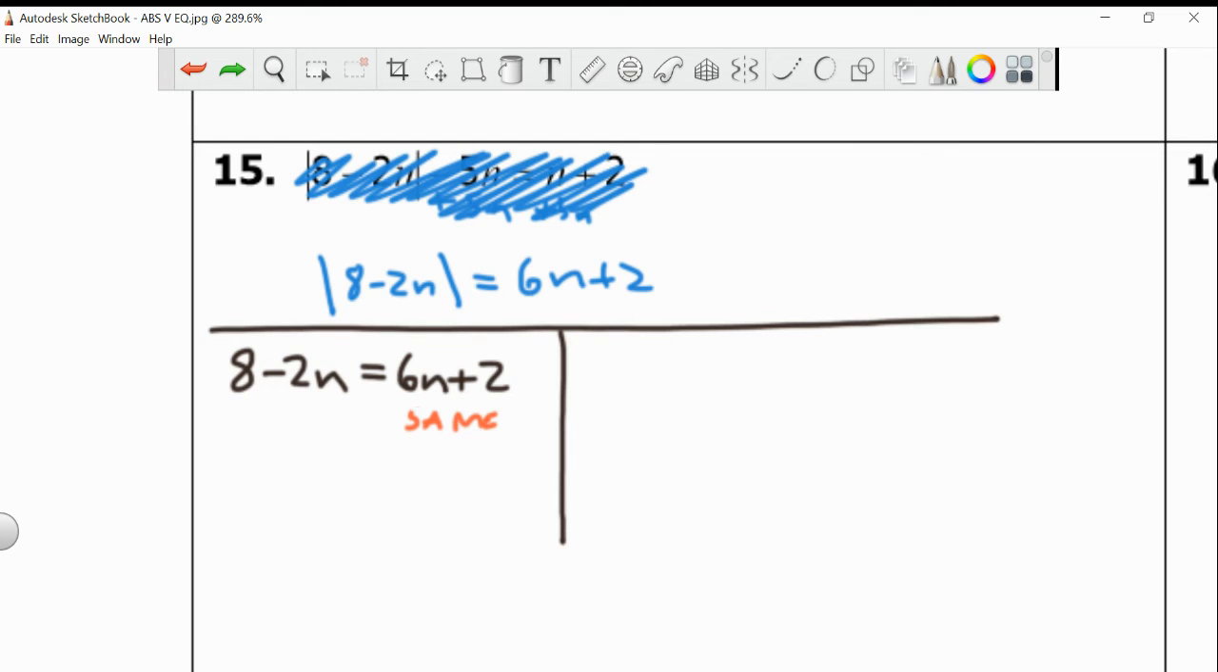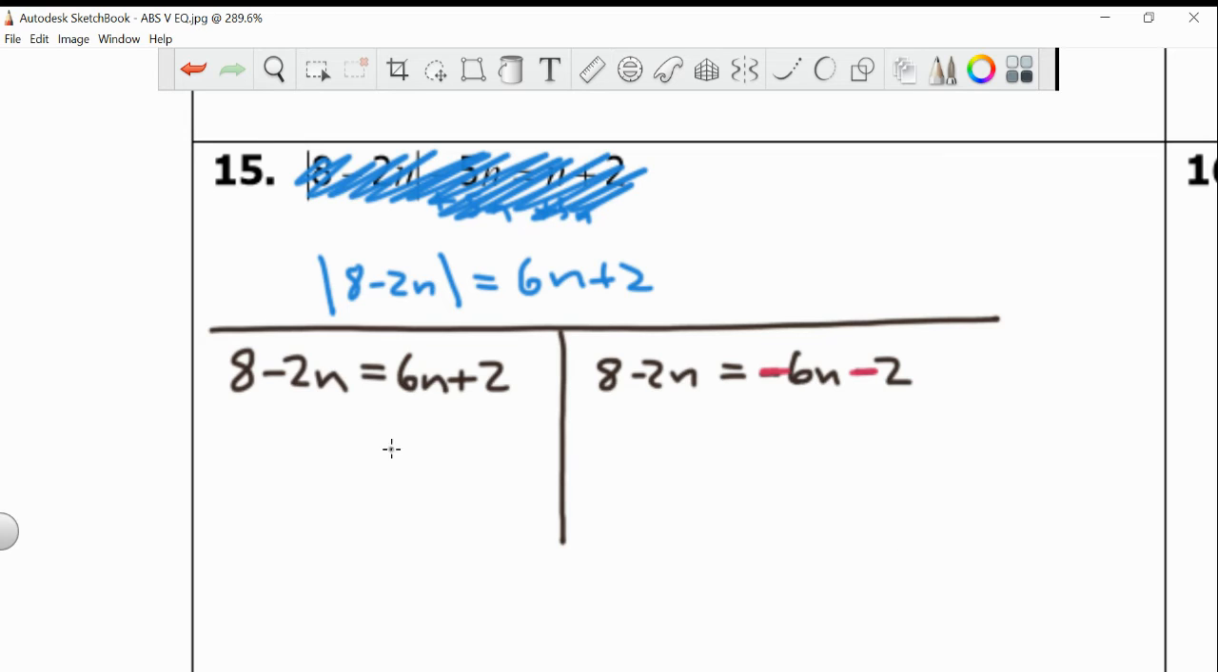So let me erase that so I have a little bit more room to write. Okay, that would be 8 minus 2n, and then the stuff on the outside needs to be swapped. Negative 6n minus 2. Make sure you get this negative sign and this negative sign correct.